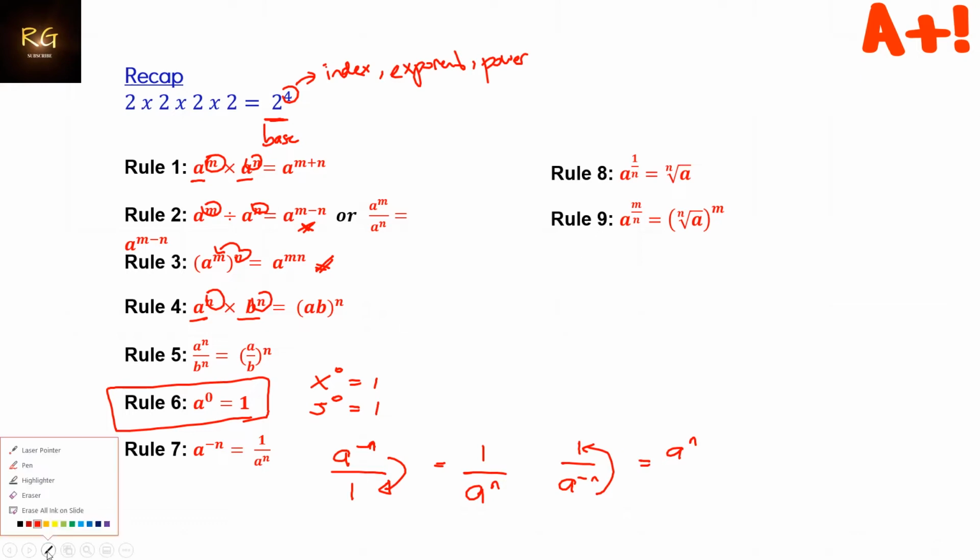Rule 8 and Rule 9 are also quite similar, where we can change an indices that involves a fraction as its power. We can change it to root form, or to the power of root and power form. Alright, so I'll show you an example here. Whenever you see a digit 1 as a numerator, a to the power of 1 over n, we can always change it to a root, and the power of the root will be the denominator.